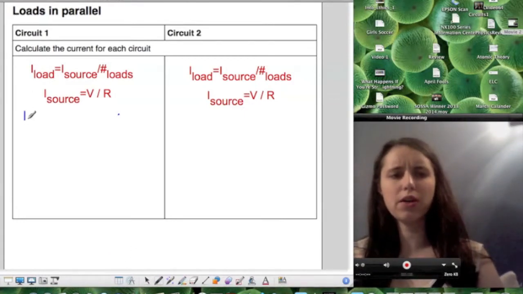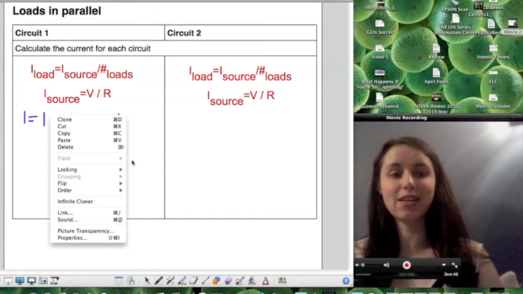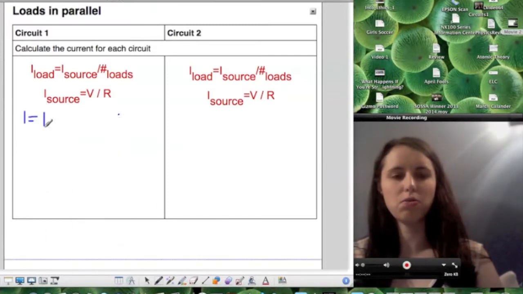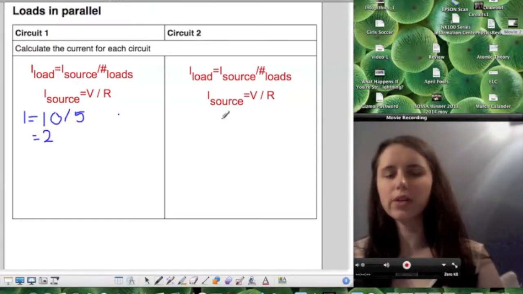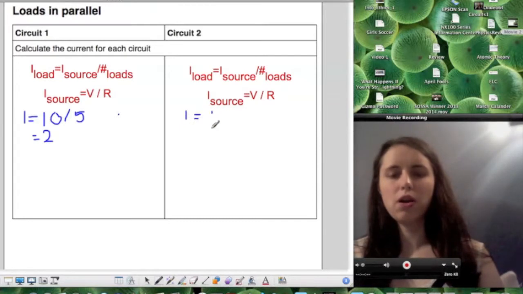So circuit 1, we know that our current is going to be equal to, our voltage was 10. Our resistance, we just calculated resistance, and we found out that the resistance was 5 ohms, right? So we know that our current from our source in circuit 1 is going to be equal to 2. Okay, I'm going to stop us there for a second. I'm going to jump over here and figure out this current. All right, it's going to be a little bit different. Our voltage is still going to be 10.